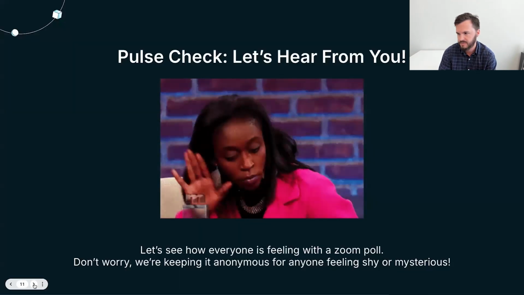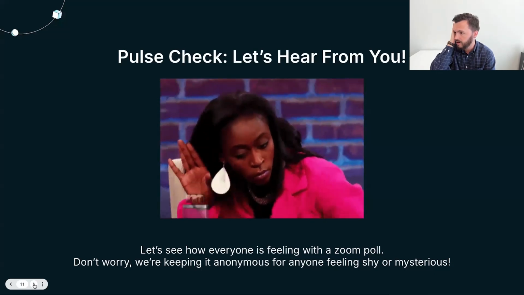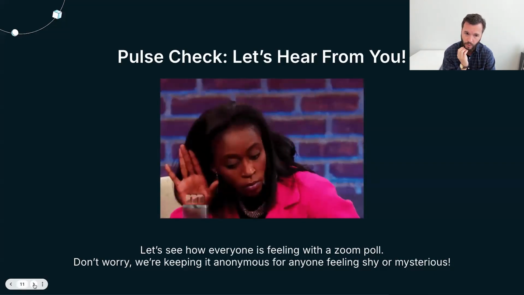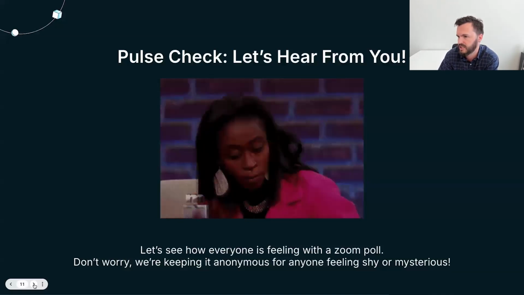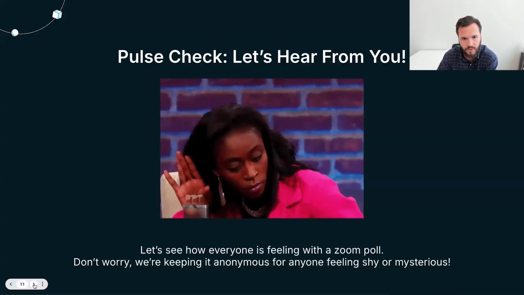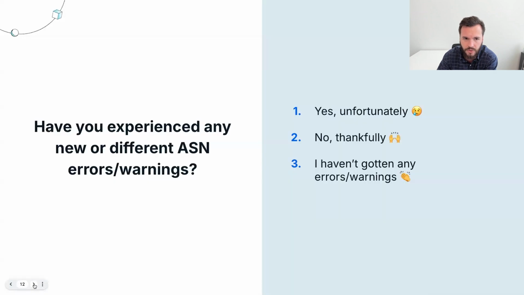All right, so we're going to try something new. We haven't done this before. We're going to do a Zoom poll. We're going to keep it anonymous too, so you don't need to worry about that. But we want to hear from you. Have you experienced any new or different ASN errors or warnings this year? The poll should be up on your screen right now. Just want to know, have you been personally or professionally impacted by the new ASN updates? I'll just wait about 10 or 15 more seconds for you to get those responses in.